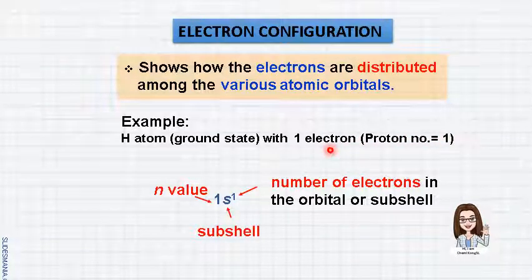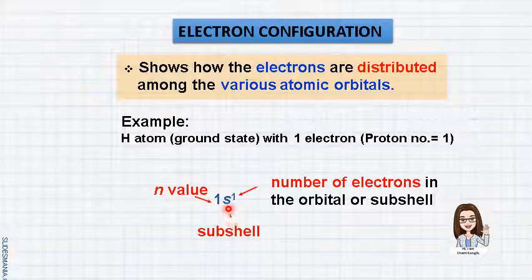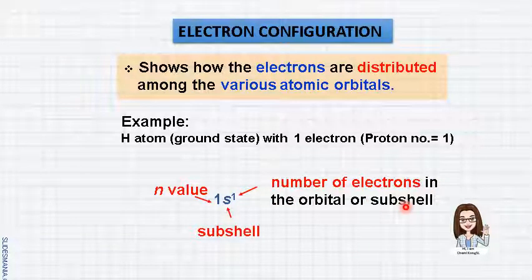As long as the element is in the atom state, meaning no charge, the number of protons is equal to the number of electrons. So 1 electron, we write as 1s1. The 1 is the n value, the s refers to the subshell, and the 1 over here refers to the number of electrons in the orbital or subshell.